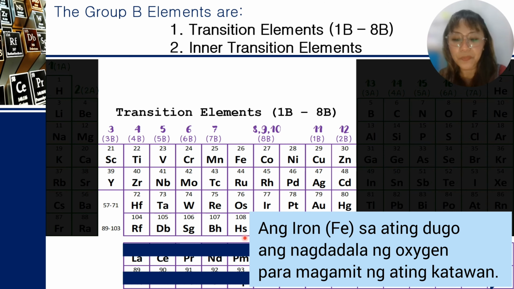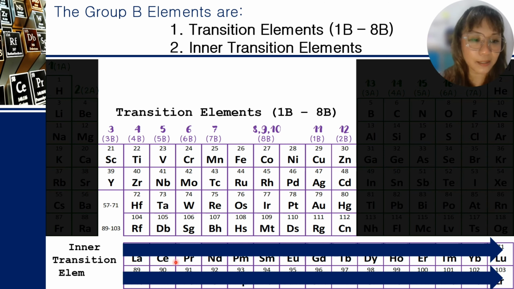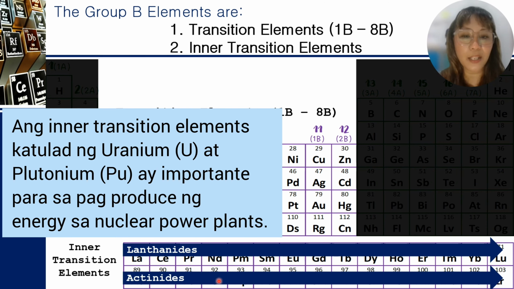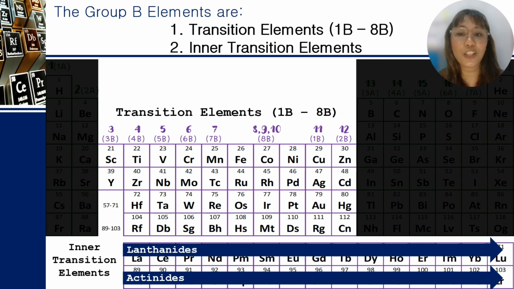Then, the inner transition elements are composed of the lanthanides and the actinides. These elements are important in generating electricity in nuclear power plants. So remember class, abroad, they use nuclear power plants to generate electricity. Here in our place, we use natural sources of energy.